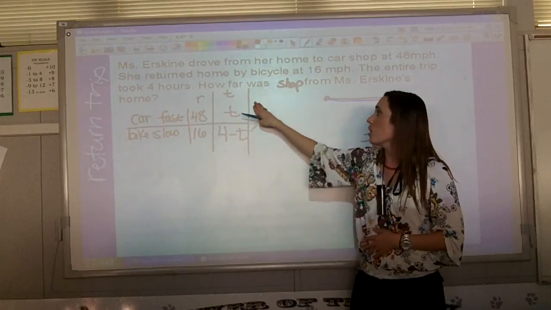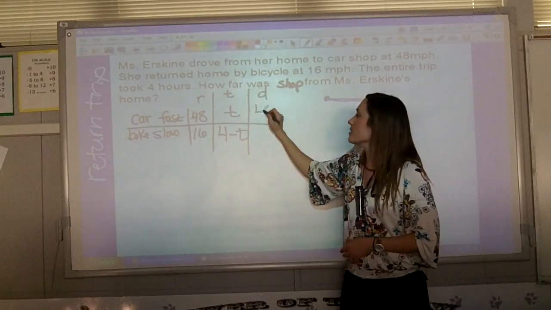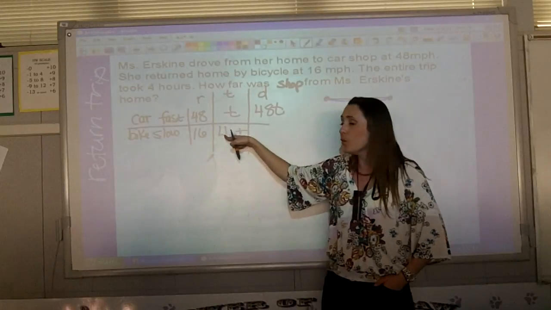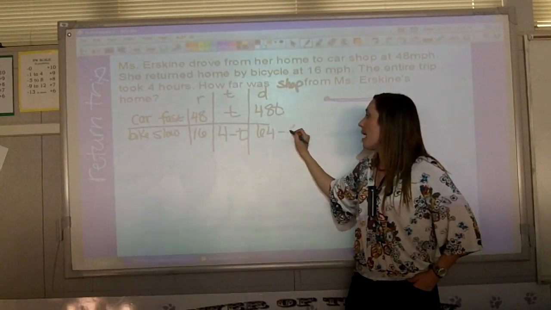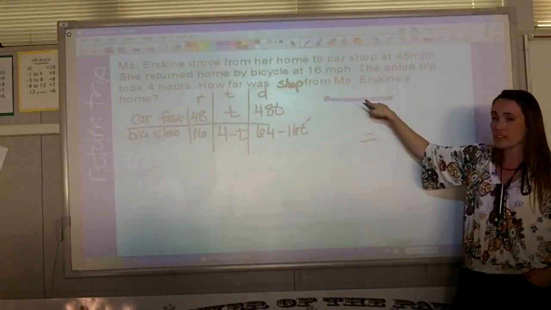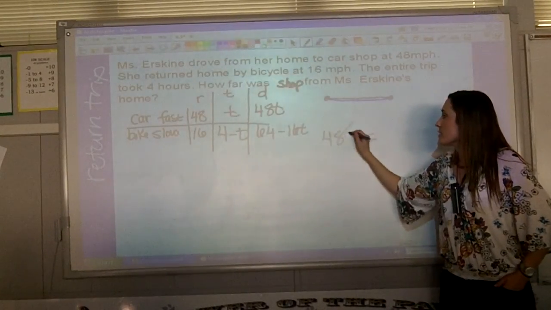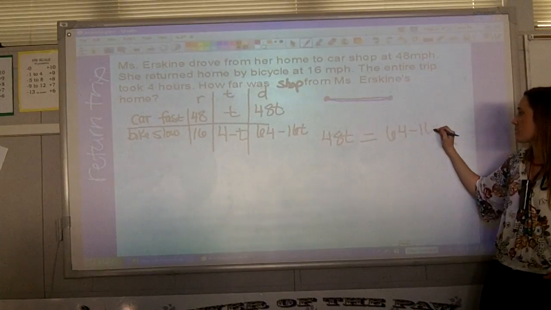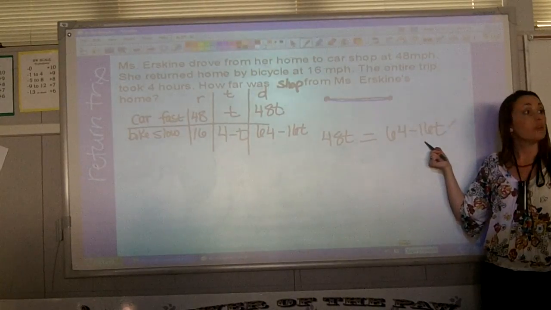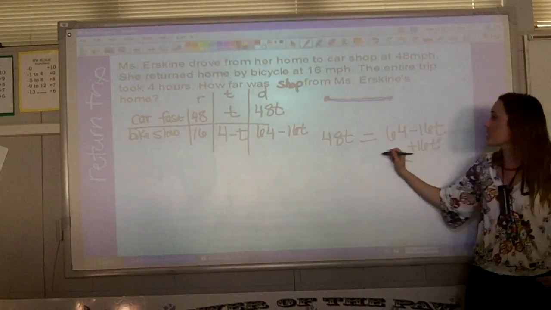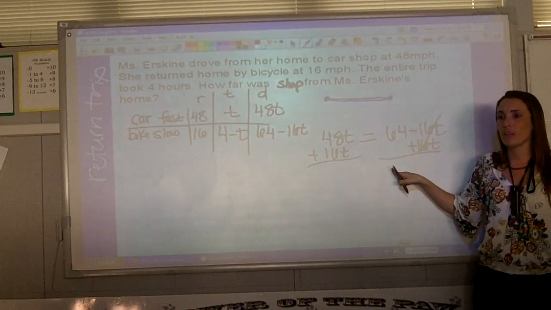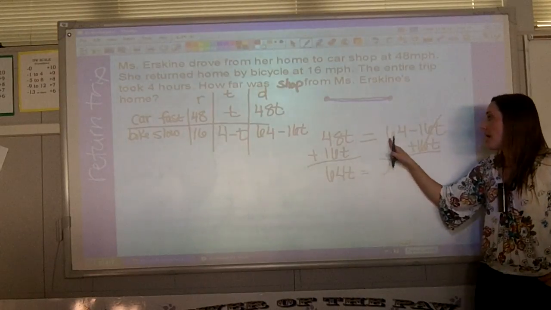Then I'm going to go ahead and multiply. So what do I get here for my distance? 48 T. You can use calculators if you'd like, but you need to distribute. 16 times 4 is 64, so 64 minus 16 T. I'm going to set these two equations equal to each other because you told me my distances are the same. So I have 48 T equals 64 minus 16 T. If I want to solve for T here, what am I going to do? Add 16 T to both sides. 48 plus 16 gets us 64 T, and I'm left with 64.